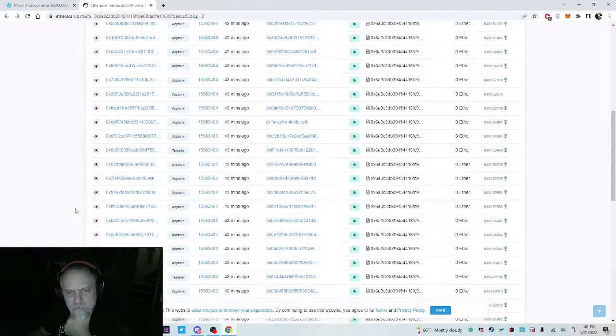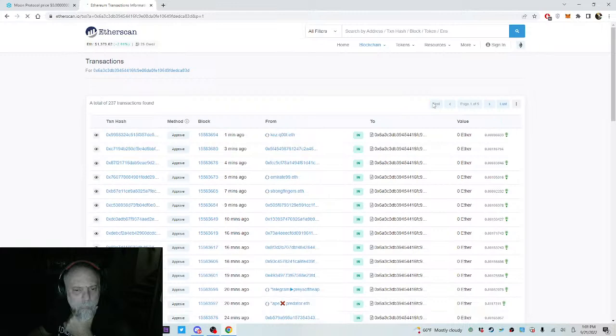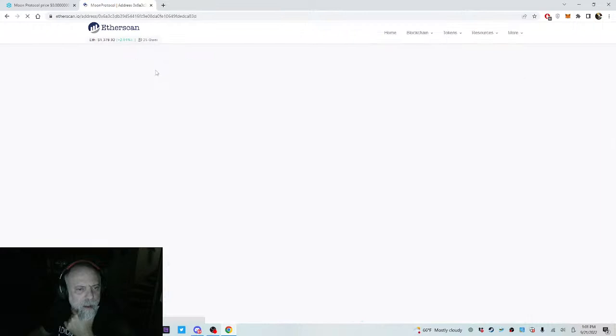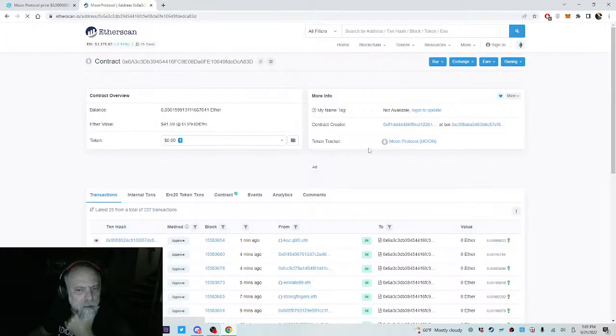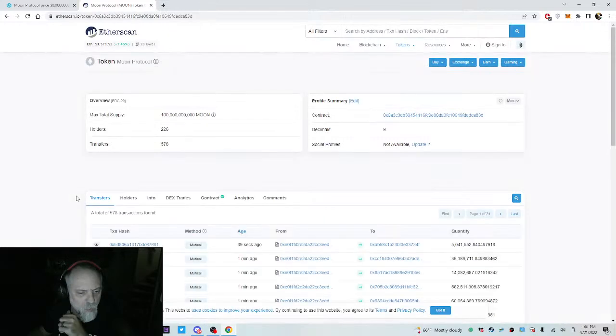I didn't make sure of exactly which wallet this was before I started doing this. Oh no, wait, there's the Moon Protocol wallet. Oh, okay, that's why, yeah. This is the Moon Protocol, so that's why we're seeing these. I was in the wrong wallet. I was totally mistracked on where I was at.